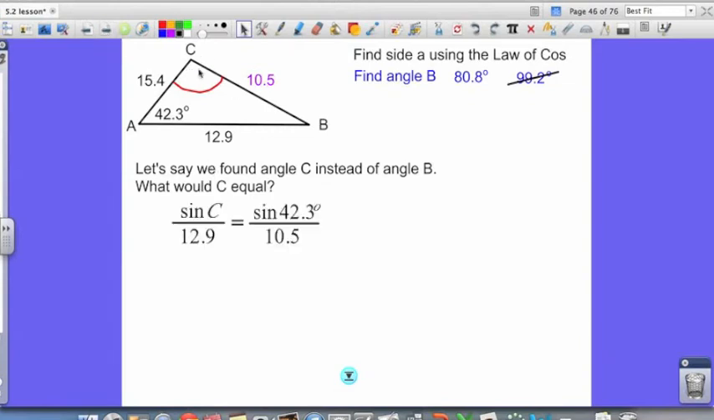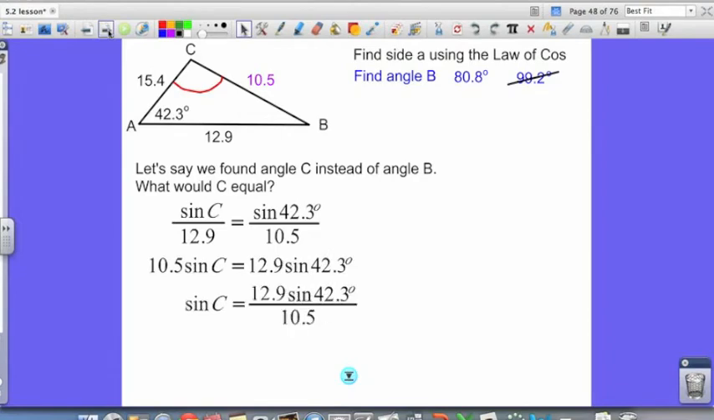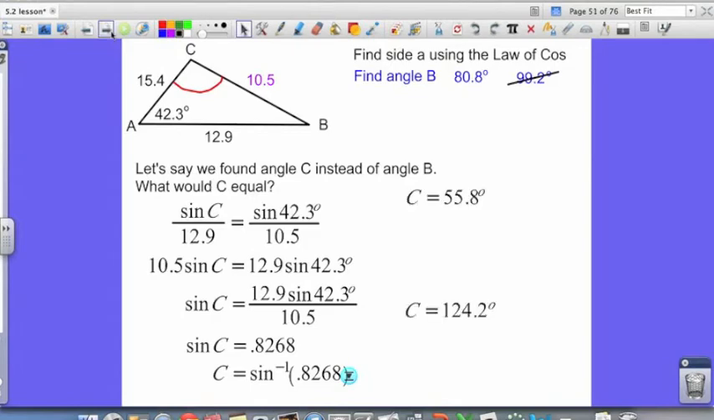I'm going to use law of sines. Sine of C over the side opposite is equal to the sine of 42.3 over its side opposite. Cross multiply. Divide both sides by 10.5. Do the math. So I'm going to just plug that in, get the decimal value, and find out what the inverse sine of that decimal value is. And again, I wind up with two angles. But which two angles? Which one's going to work here?